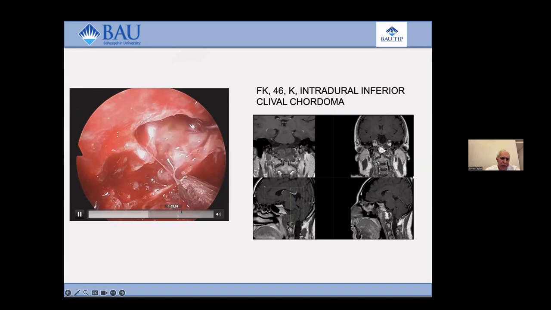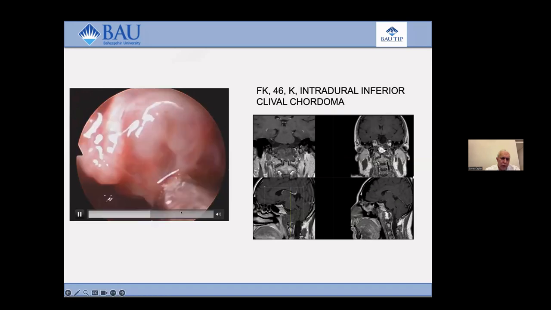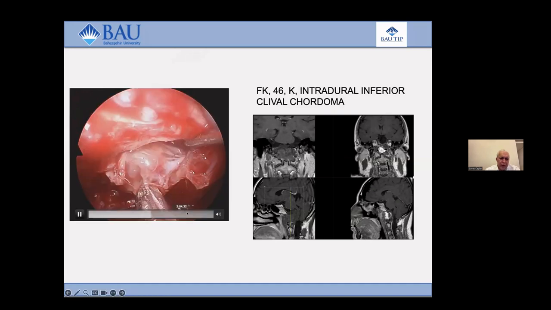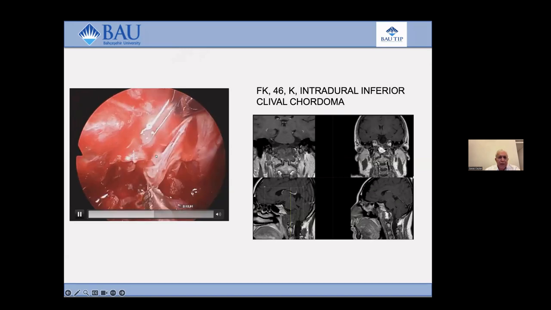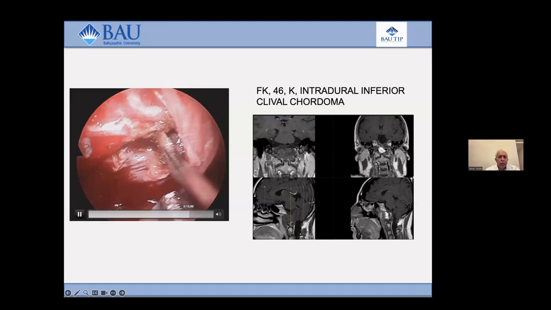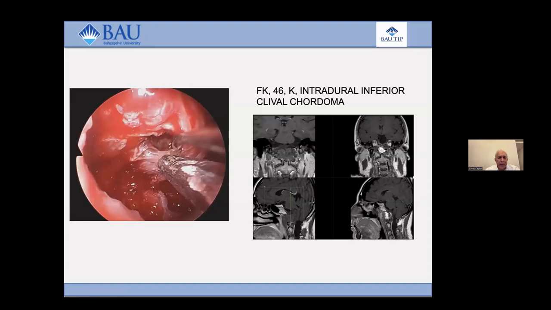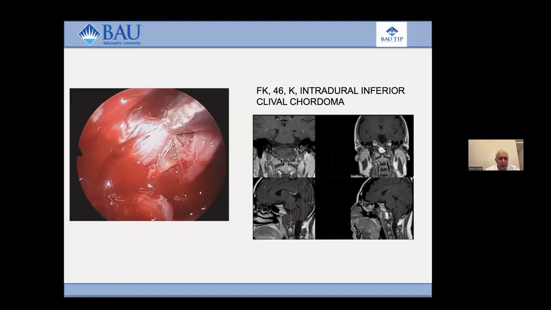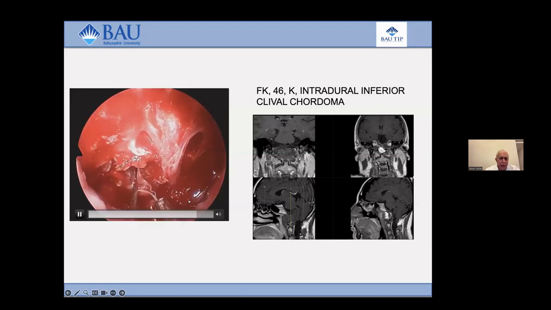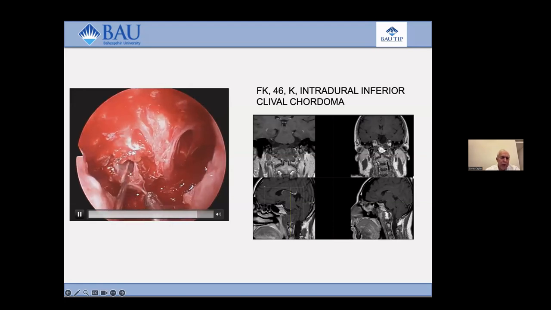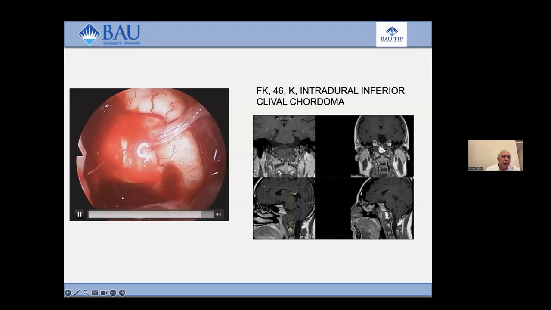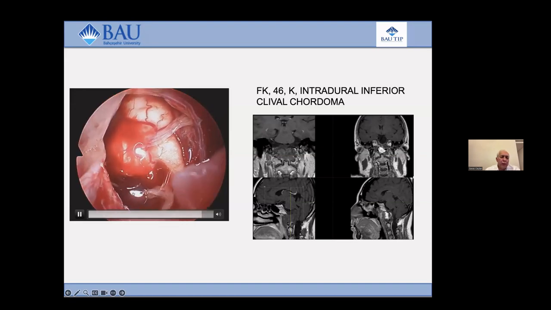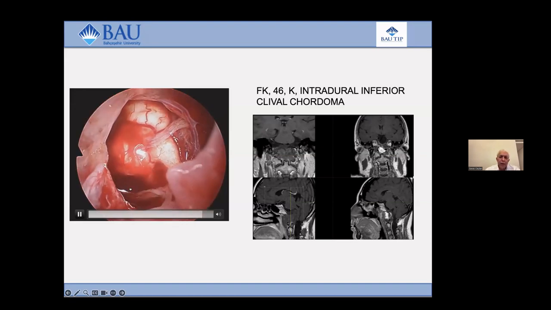We removed all pieces of intradural tumor components, and at the last stage, the last piece of tumor was removed, and then we reached the pons and medulla. We explored the pons and the medulla, and we explored the lower cranial nerves.